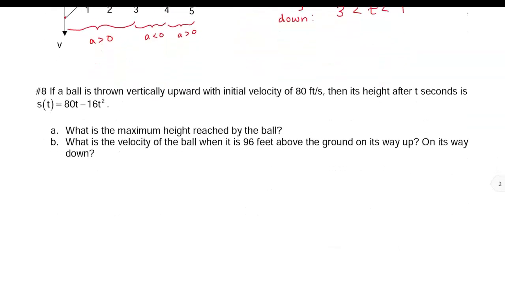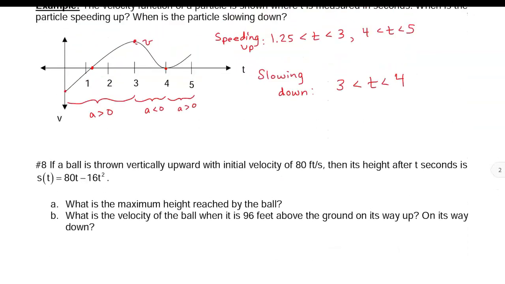Another application of derivative would be projectile. So in number 8, we have a ball thrown vertically upward with initial velocity of 80 feet per second. Its height after t seconds is given by s. What is the maximum height reached by the ball?